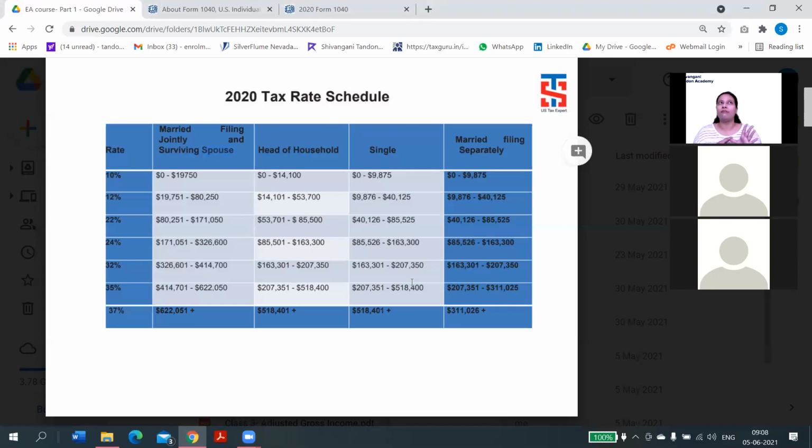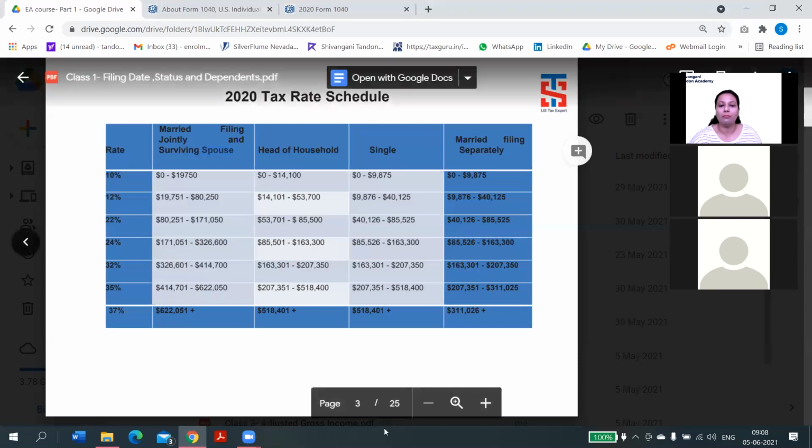Okay, so there are 7 tax rates in the US tax law. Earlier there were around 5, now it is 7. So 10%, 12%, 22%, 24%, 32%, 35%, 37%. I would not ask you to remember these form numbers or percentages.